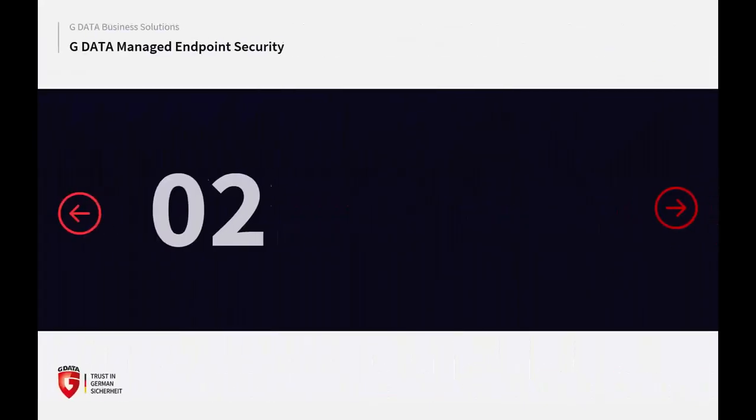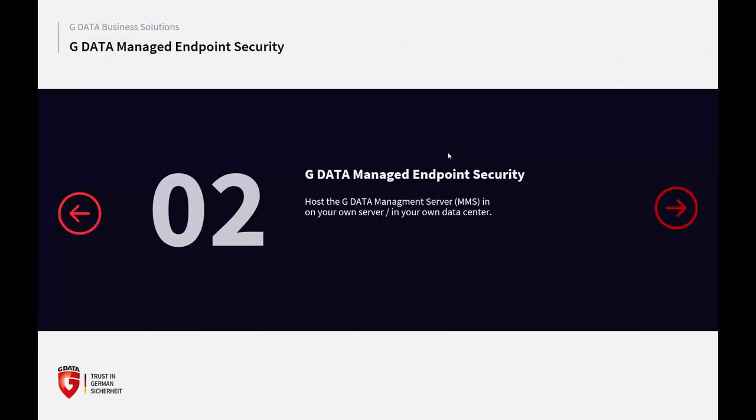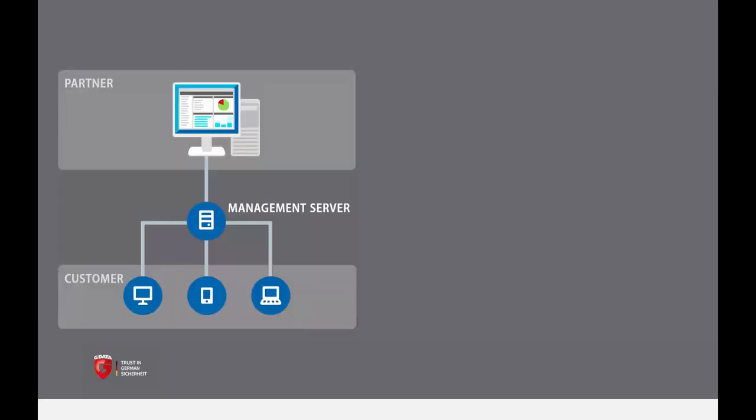This has changed with our G-Data Endpoint Security hosted version, and let's have a look at what this could look like. Basically, as a partner, you can just host the management server maybe in your own office, or if you already have a data center, in your own data center, and then you can service multiple customers with one management server. You can create several tenants, and each customer basically is one tenant. Your customer can then connect to your management server, and you will see it also under one console.